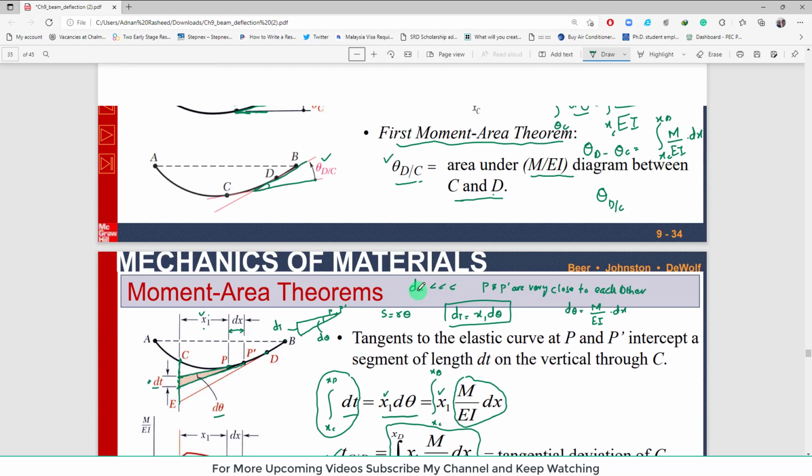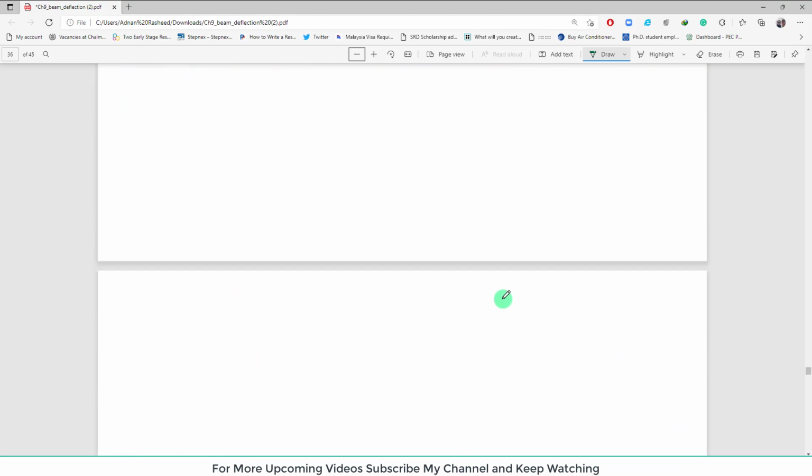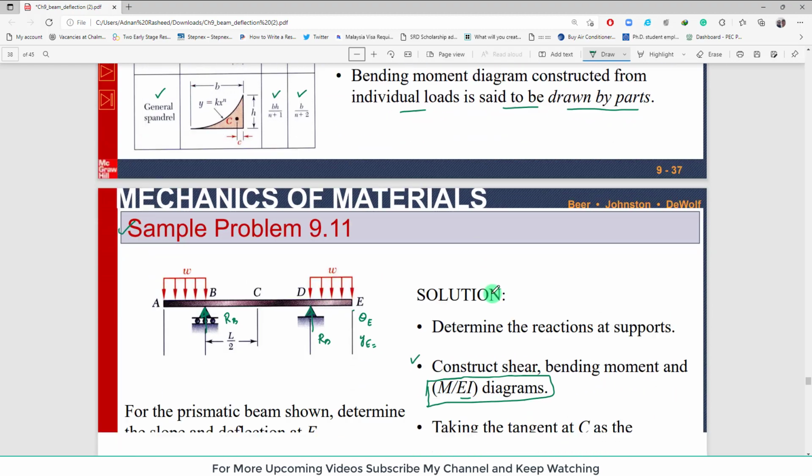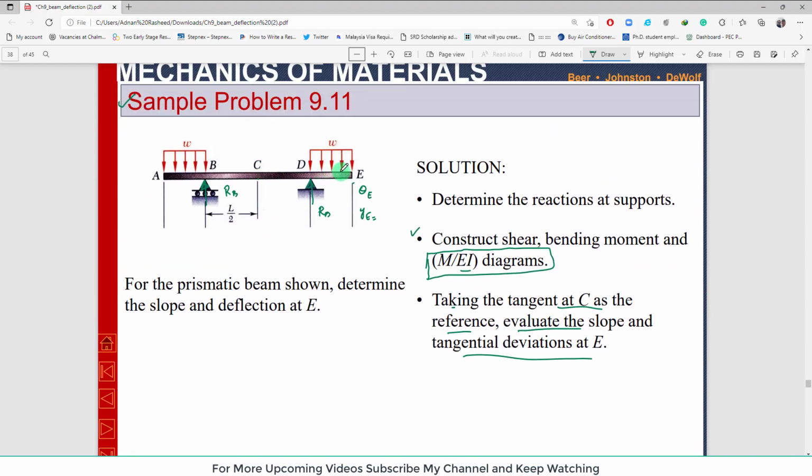I will show you that the deflection between any 2 points is equal to the area under the M over EI diagram between C and D, clear. So that was about C and D. Now you can see this is a point C, clear, and this is a point D.